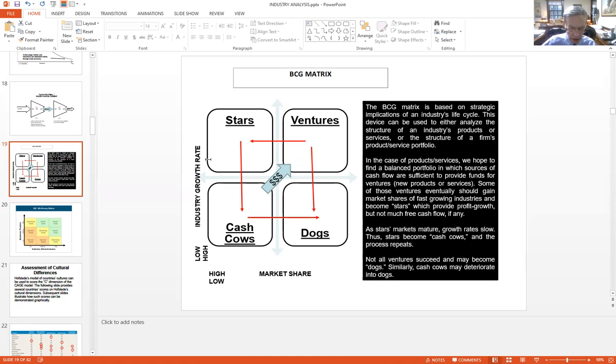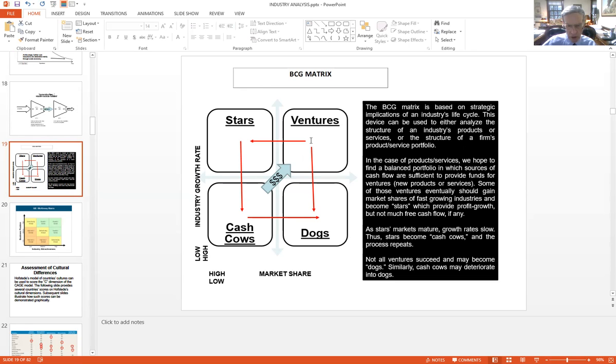On the other hand, as the industry matures and the growth rate slows down, then reinvestment of cash flow into the same business isn't necessary. So we still have the high market share, but growth has subsided. What happens to the profit that is earned by companies in this condition? The answer is that that profit is turned into cash to fund these ventures.